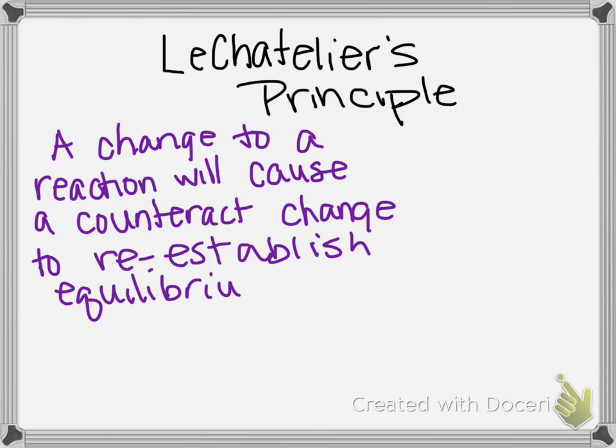Le Chatelier's principle essentially states that if you have a reaction at equilibrium, remember equilibrium is a reversible reaction, so forward and reverse reaction happening. If that reaction is at equilibrium and something changes that equilibrium, something causes an equilibrium shift, then the reaction will naturally counteract that change so that it can reestablish equilibrium.